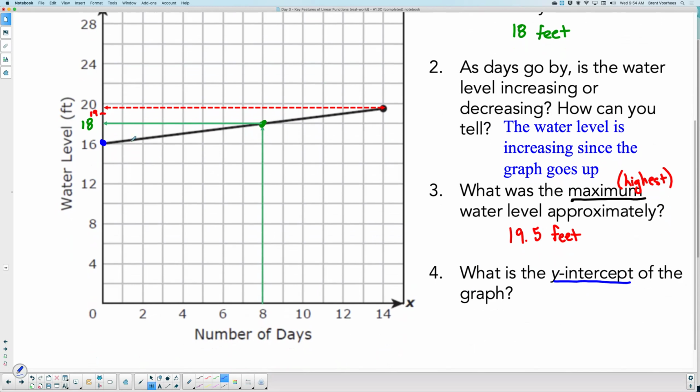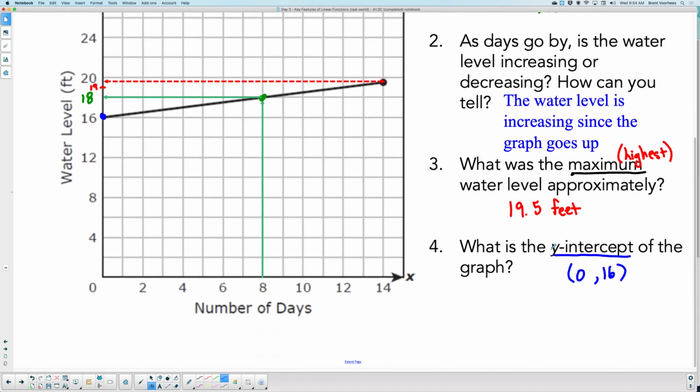The value is 16. When it says y-intercept, you usually write it as a coordinate point, an x comma a y. What's the x value when they say y-intercept? What is the x value of this point? 0. Good. What's the y? 16. Now, considering this is real world, they probably will not say y-intercept.